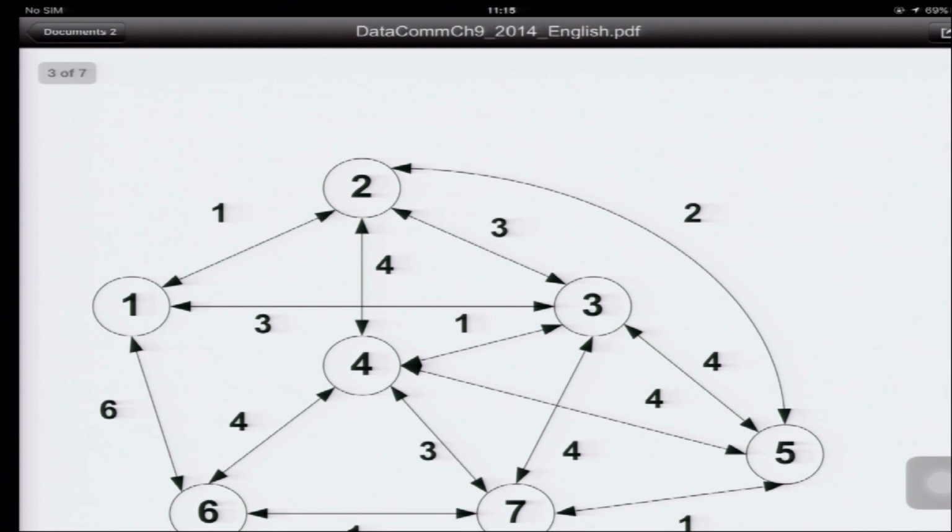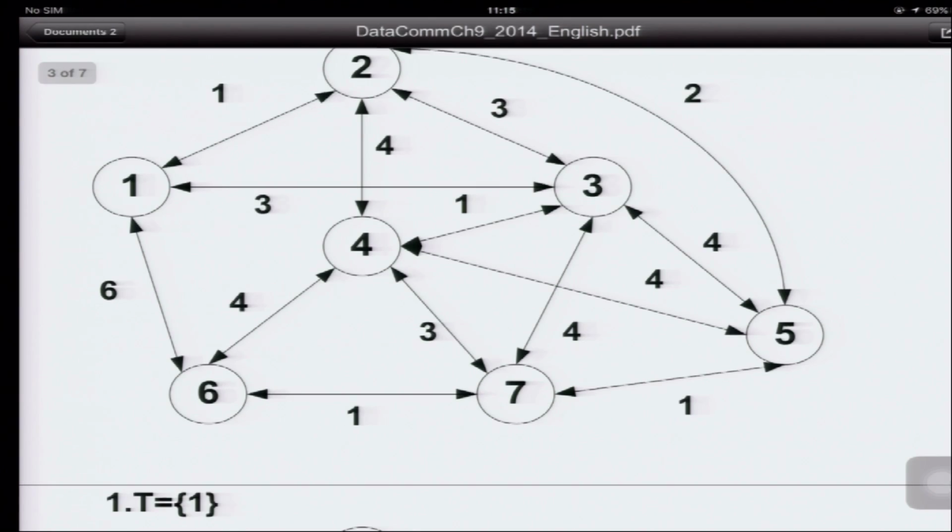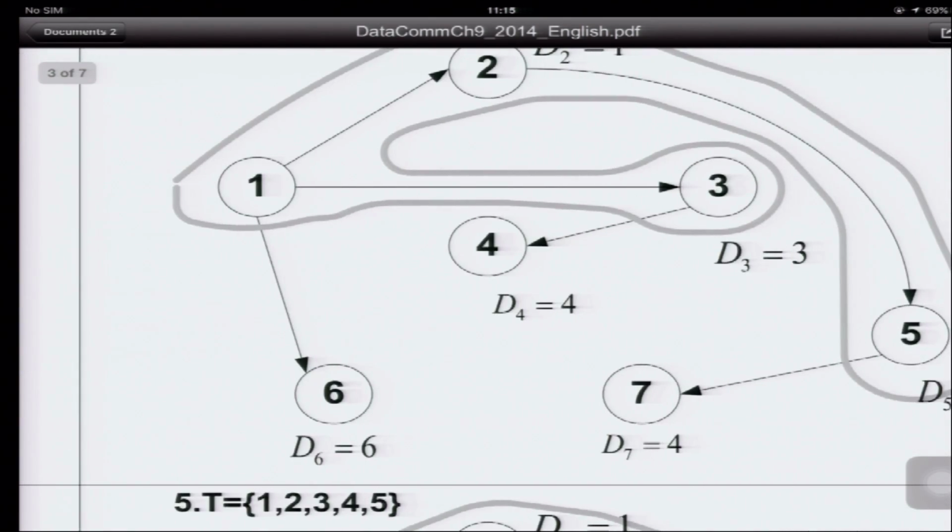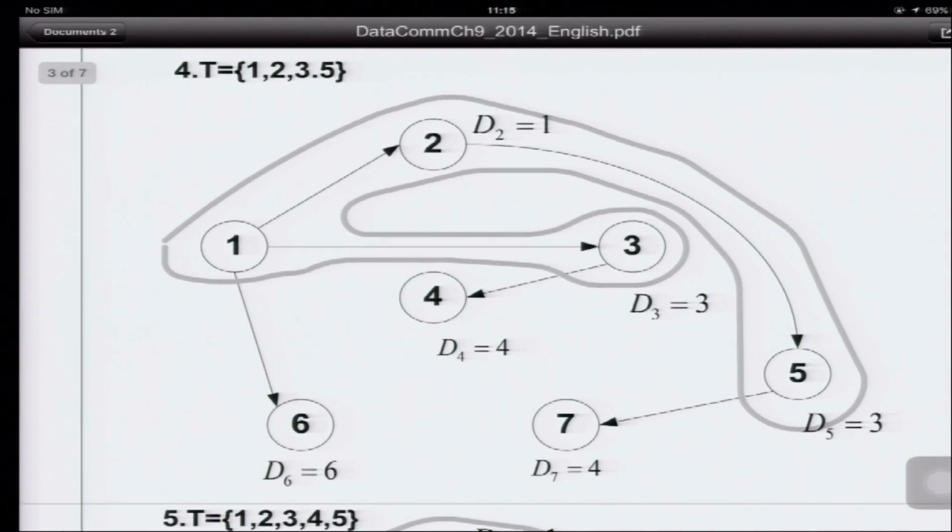1 to 2 is 1 unit. 2 to 5 is 2 units, so it's 3. 5 to 7 is 1 unit, so it's 4. Okay. So now you have this new route. You have to check for all of the other nodes that are not included, but it is found that it's the same. So node number 4 and node number 6, these are the best route already.